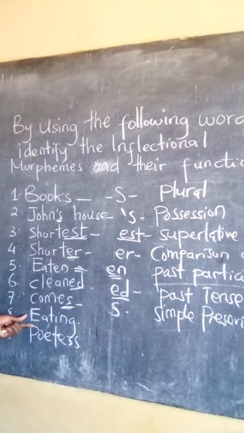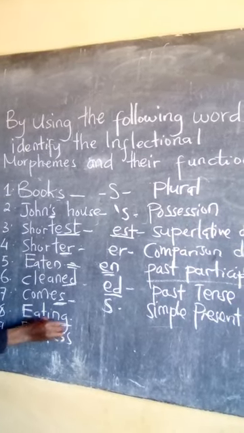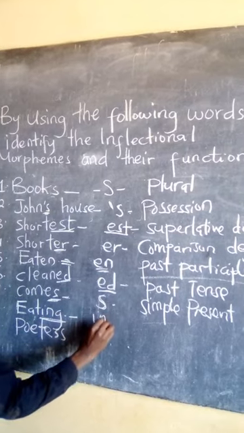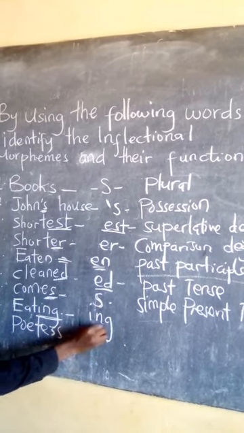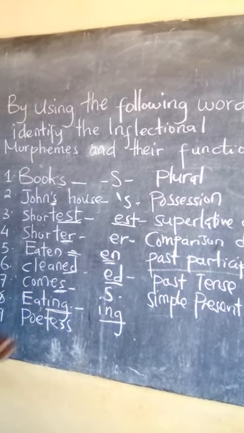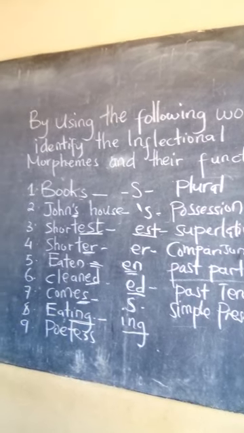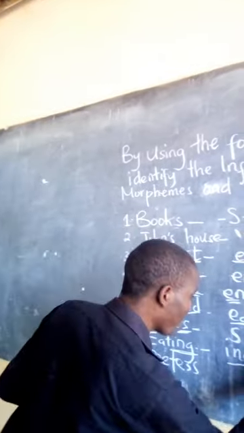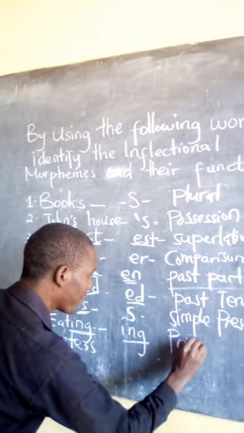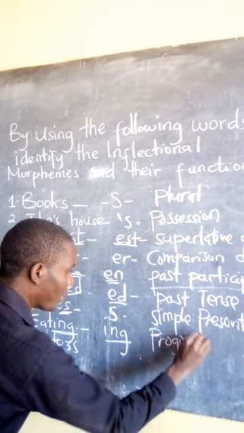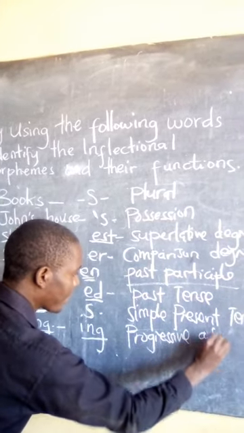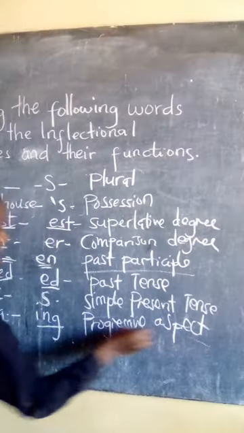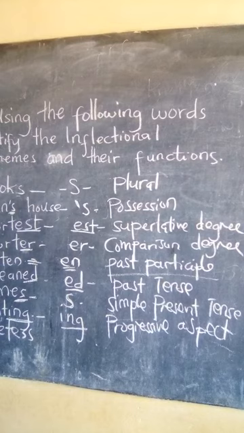We have another word which is eating. We have ing. The inflectional morpheme here is ing, and this one shows the progressive aspect, or continuous aspect.